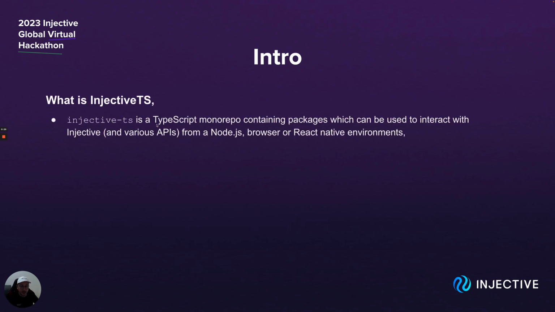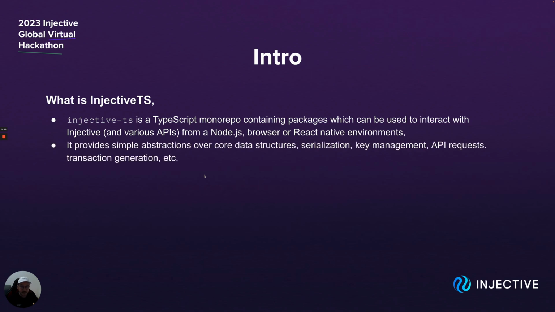Injective TS is an open source TypeScript monorepo containing packages which can be used to interact with Injective and some other various APIs from a Node.js, browser, or even React Native environments. It basically provides simple abstractions over core data structures, serialization, key management, making API requests, generating transactions, and etc.